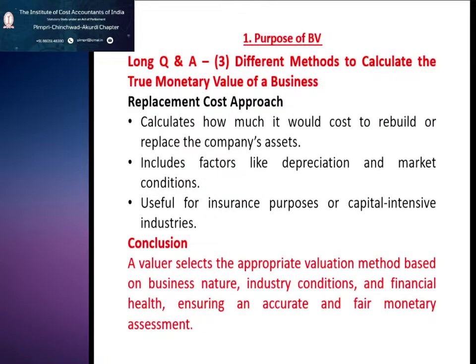The fifth is the replacement cost approach. It calculates how much it would cost to rebuild or replace the company's assets, and includes factors like depreciation and market conditions. It is useful for insurance purposes or capital intensive industries. In a way, to conclude the different methods to calculate the true monetary value of a business, a valuer selects the appropriate valuation method based on the nature of the business, industry conditions and financial health, ensuring an accurate and fair monetary assessment.